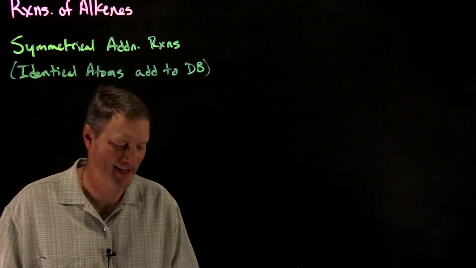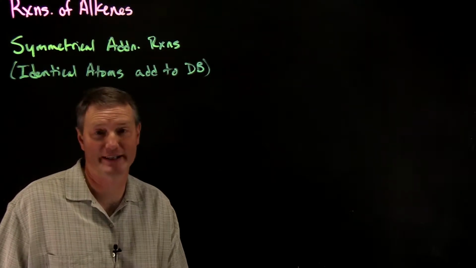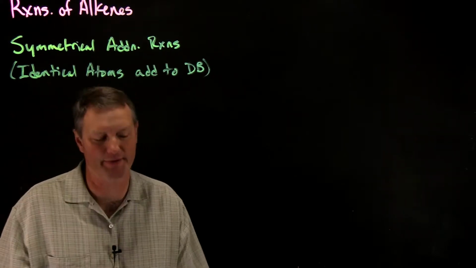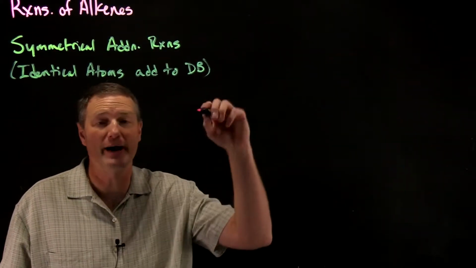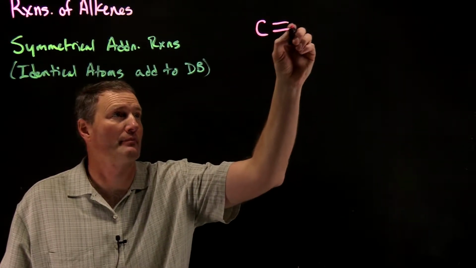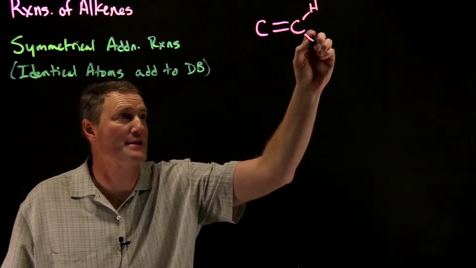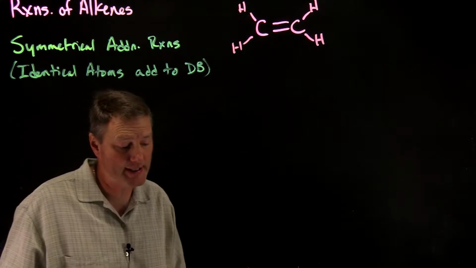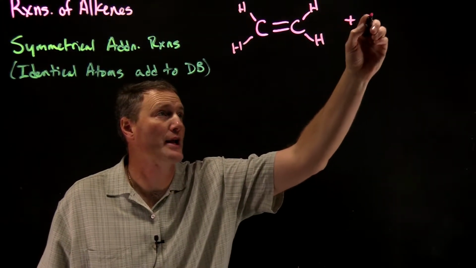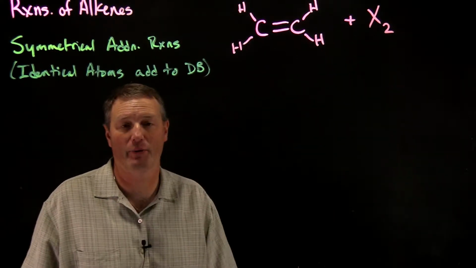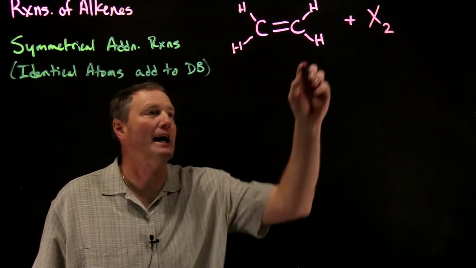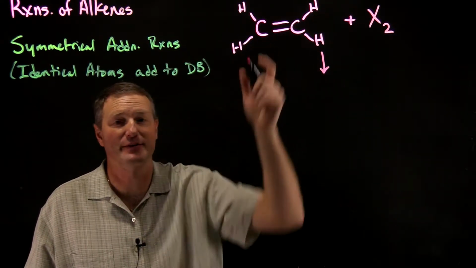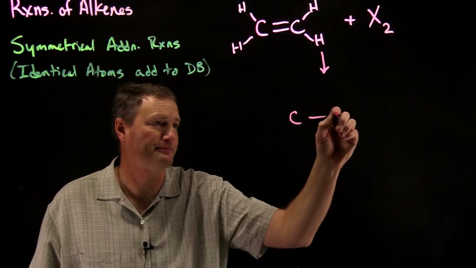All right, so the first type of reaction we're going to take a look at is the symmetrical addition reaction. And this is where you use a reagent that's going to add identical atoms to the carbons of the double bond. So if I were to write a generic reaction, let's use a very simple alkene. We use ethene. If I were to react it with a reagent, we're just going to call X2. We'll talk about what X can be in just a second. If you mix these together, the two atoms of this X2 reagent are going to end up adding to the two carbons of the ethene.